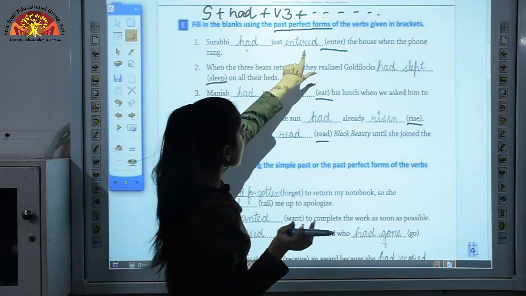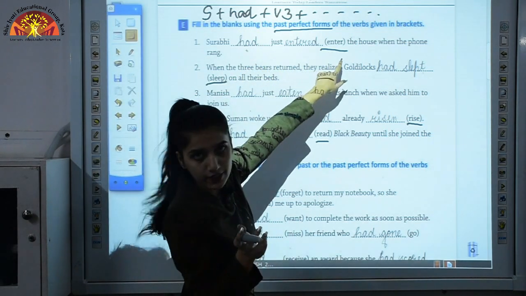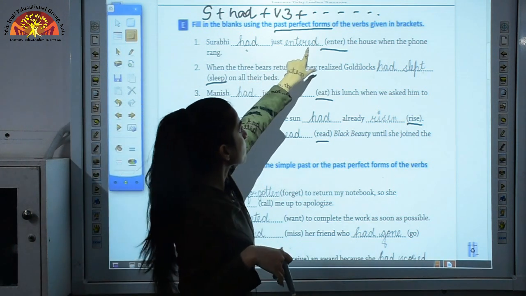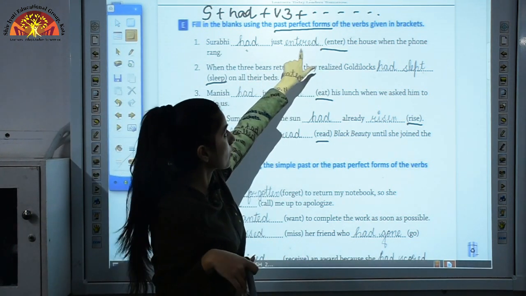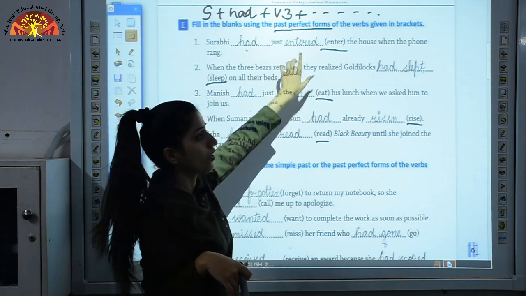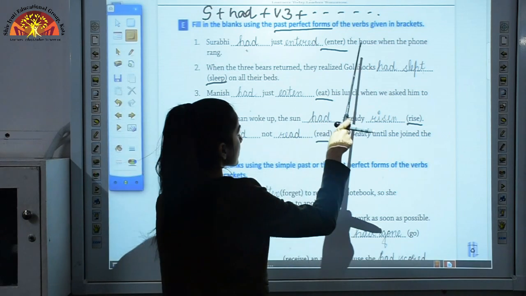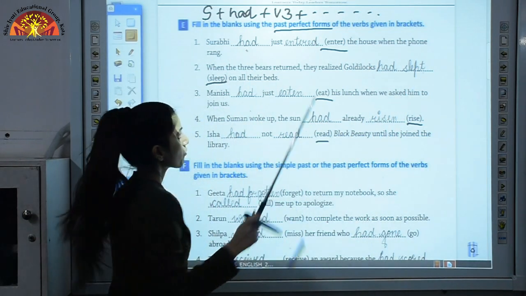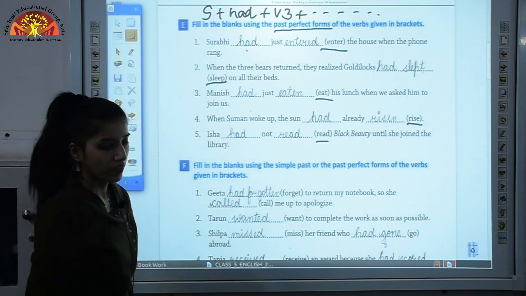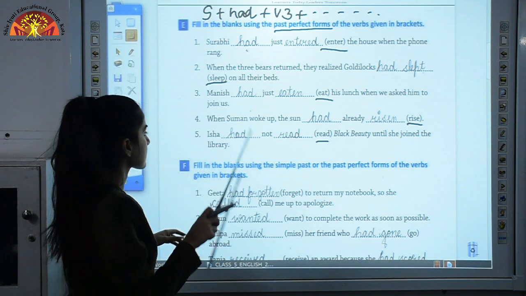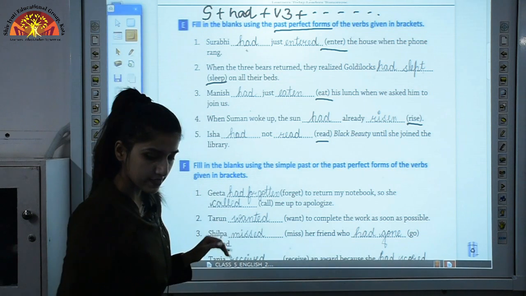And in the second blank, as it is given to us, entered. So we have to fill the blank with the third form, that is entered. We have to add ed in the last to form the third form of the verb enter. So it becomes what? Surbhi had just entered the house when the phone rang. This is the way you have to do this exercise. Now moving to your F exercise.